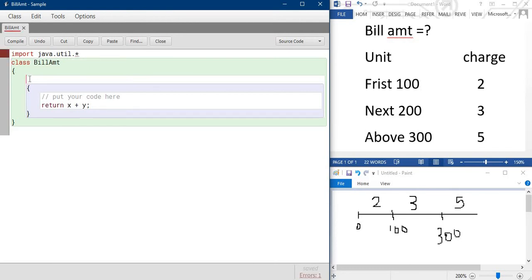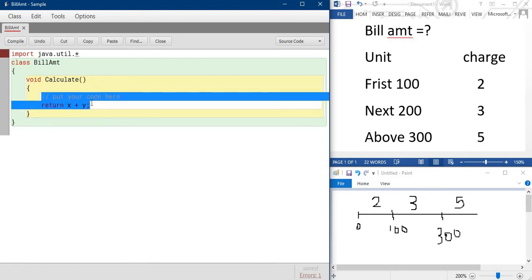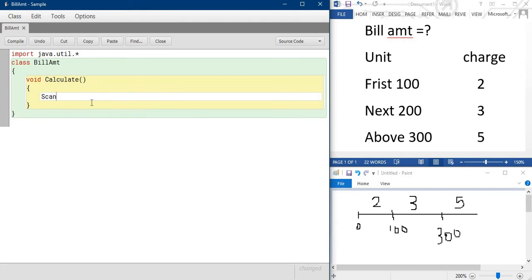So I'm writing a method as required. So void calculate. In this void calculate, I'm writing a scanner. sc is equal to new Scanner.